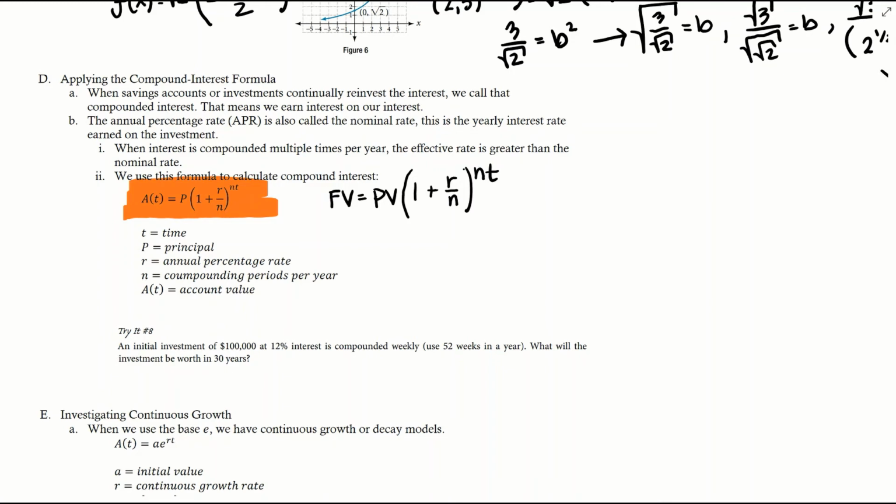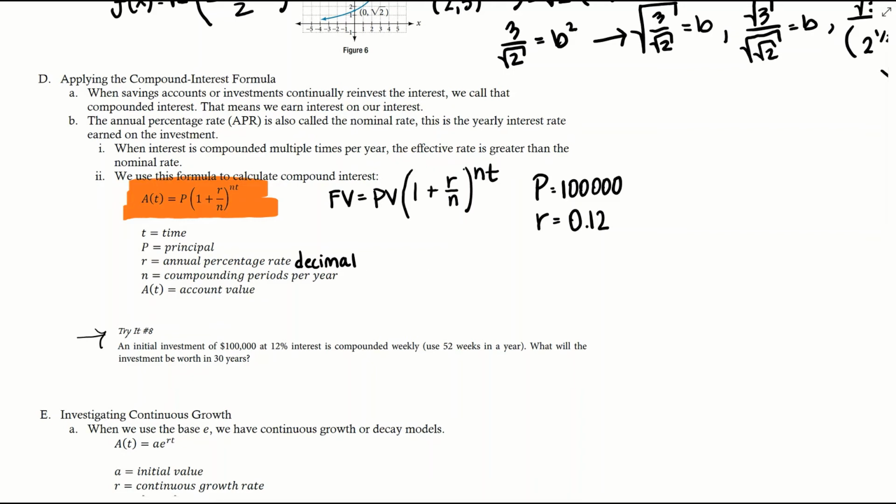So let's use try it number 8. We're going to have an initial investment, remember that's our P, of $100,000. A lot of these investment questions will involve very large sums of money, incredibly large sums of money, so that's normal. The 12% interest is our APR, and that has to be in decimal form. And that is compounded weekly.